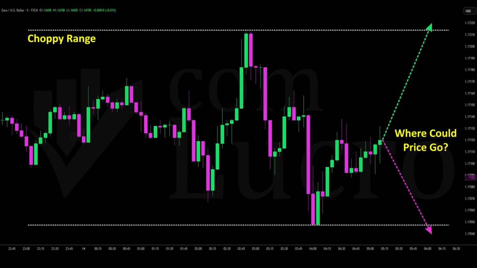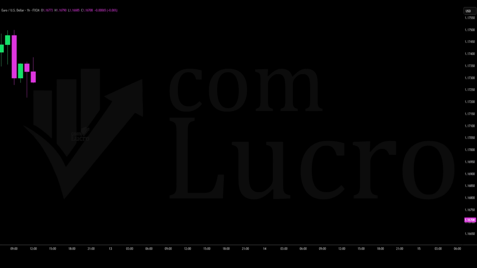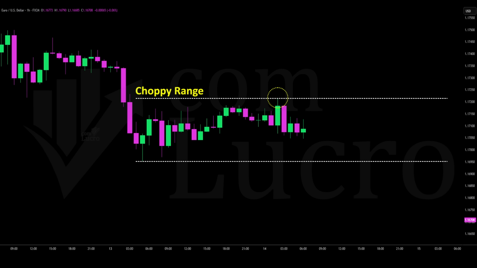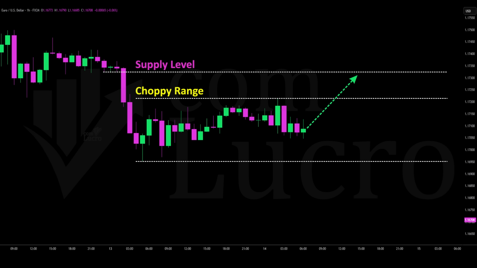If you are still uncertain whether the choppy condition has truly ended, you can also zoom out into a higher time frame, such as the 1-hour chart, and identify the choppy range from that perspective as well. On this higher time frame, once again, we define the range by using the most recent important high and important low. Here, we have a recent low, so we can mark that level, and over here, we have the recent high.